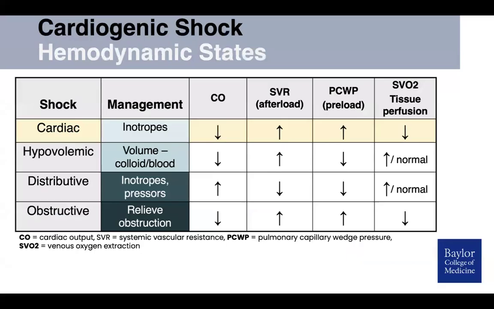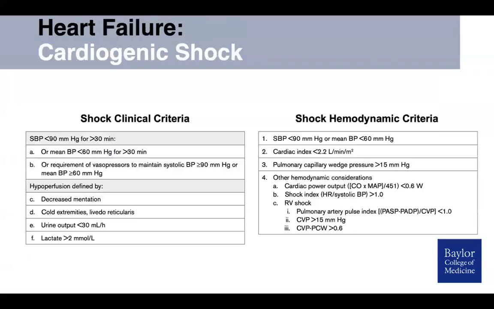So hemodynamic states can be very helpful. In cardiogenic states, they'll have decreased cardiac output, increased systemic vascular resistance, increased wedge, and low venous oxygen extraction. So SVO2 is a measure of systemic perfusion. If we go back to our measurements of cardiac output, patients who have cardiogenic shock typically will have low SVO2s.